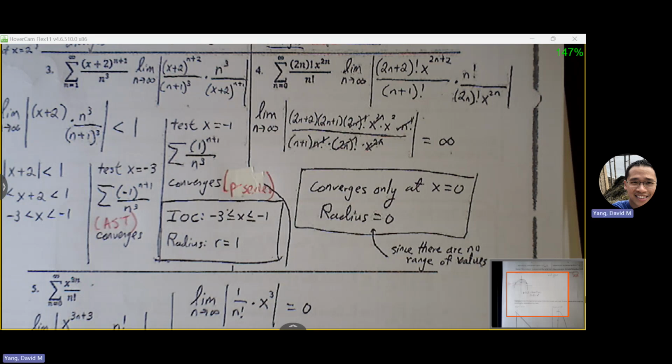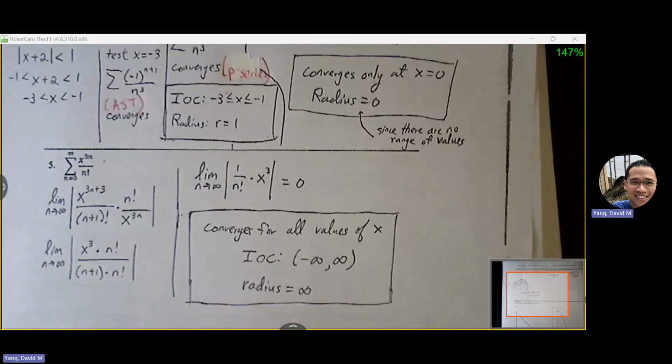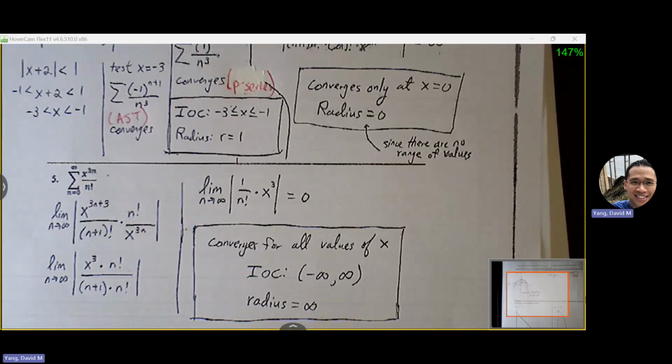Okay, number 5. About P series, just to clarify, it doesn't matter what's on the numerator, I guess. It just doesn't matter what's on the numerator as long as there's like an n to the something on the bottom. Yeah, I mean, this is the same thing as 1 over n cubed, which would converge by P series.